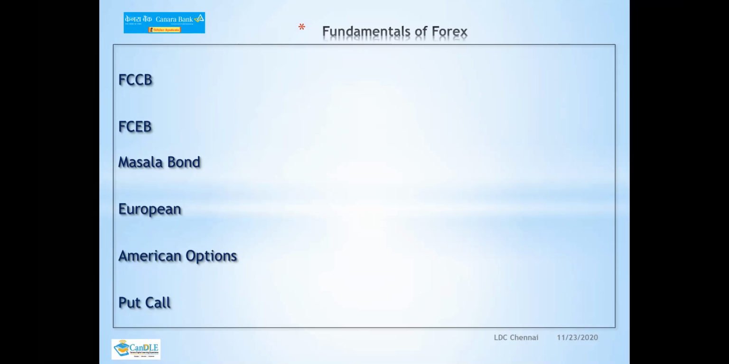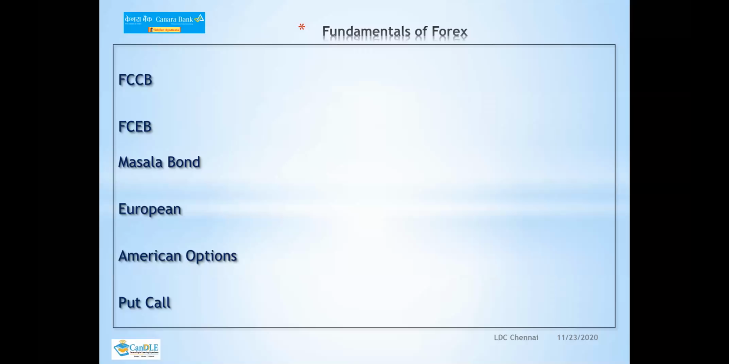Even then, I have to sell at 20 rupees only, because in a forward contract I have the obligation. I have to lose 10 rupees. The option may be forward or sale option, which means a put option. I can put a sale in options. Buying is called call, selling is called put.